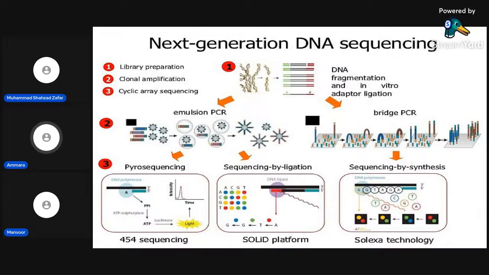After DNA fragmentation and adapter attachment in the library, we will introduce those DNA fragments with adapter ligation onto the flow cell. Here you can see in this picture, one diagram, the one term is bridge PCR. Can you see the bridge PCR and emulsion PCR?